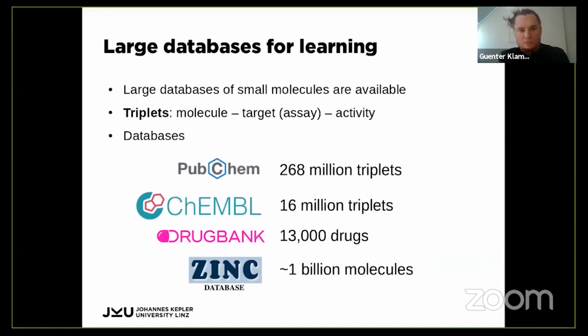Why can it work so well? Because there are typically large databases for learning. For example, the PubChem database offers 270 million triplets. A triplet means a molecule measured for a particular target, a drug target, for example, a protein. Can this molecule inhibit this protein?